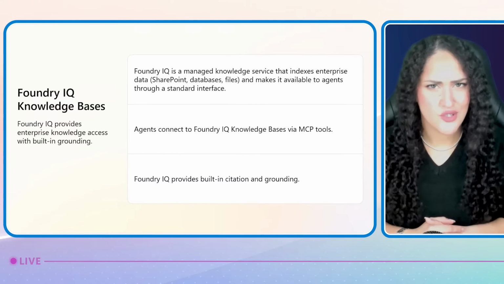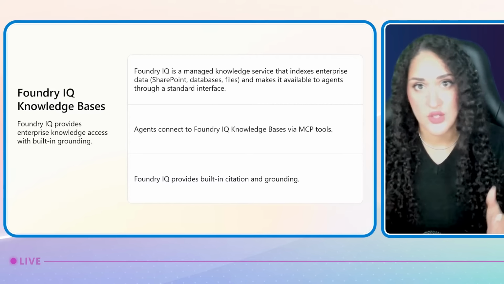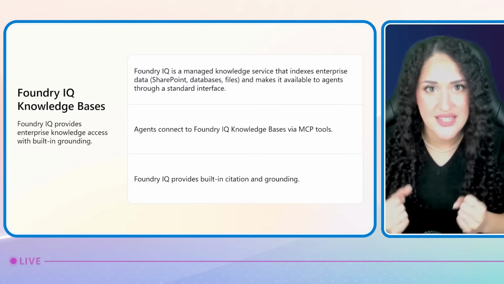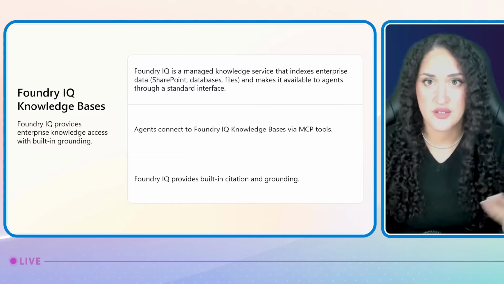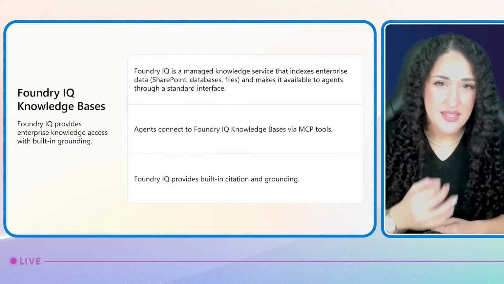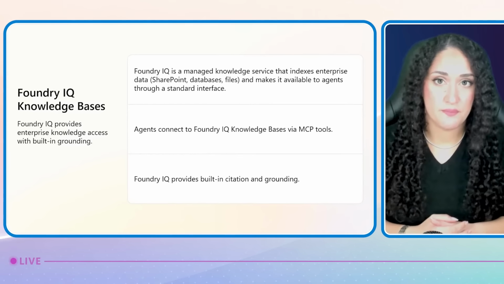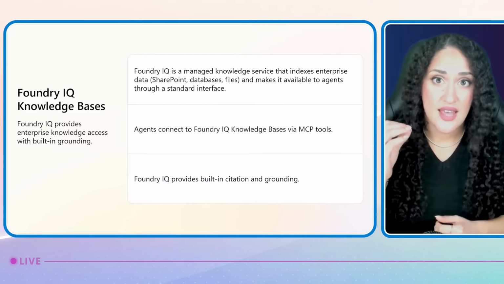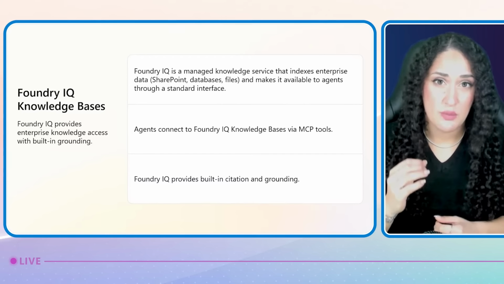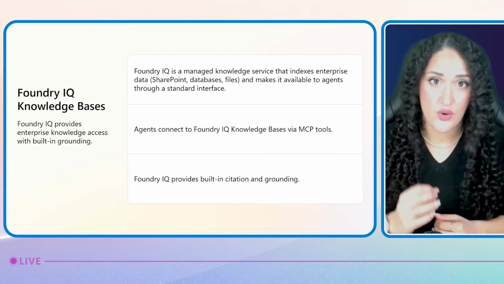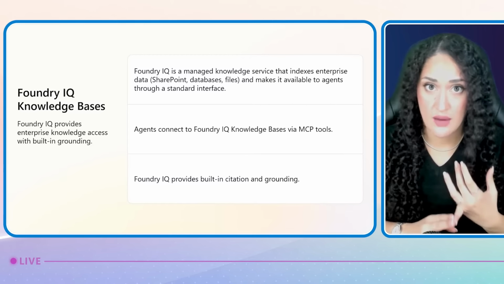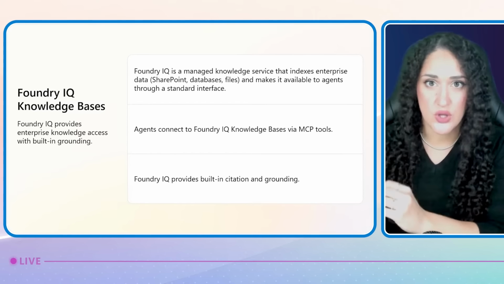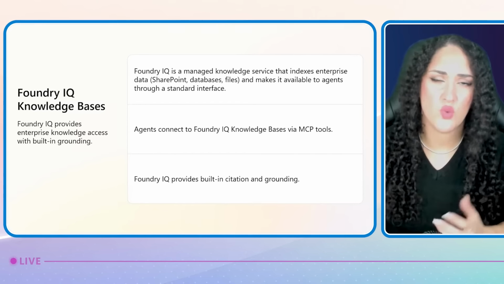An agent also requires knowledge, as the model knowledge is limited. Foundry IQ is a managed knowledge service that pulls in data from SharePoint, databases, files, and so on, and makes it available to agents through MCP. Here, something that could be asked in the exam is that we can use MCP as a built-in citation and grounding. So answers come with sources. Foundry IQ is the answer when agents need structured access to enterprise knowledge with attribution.